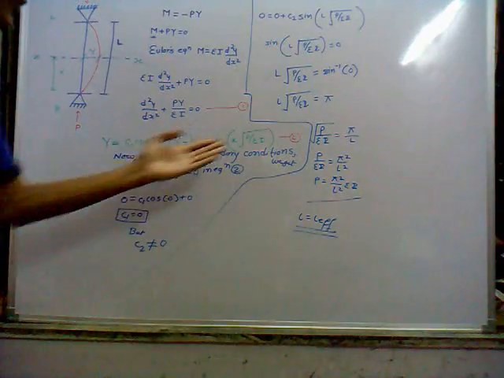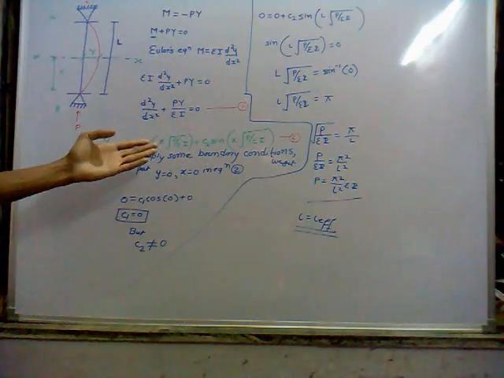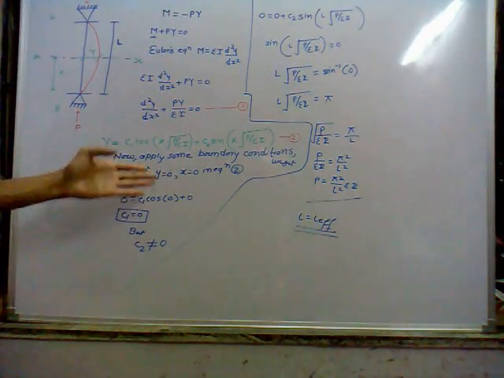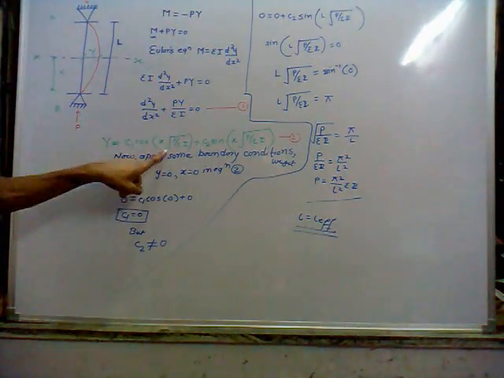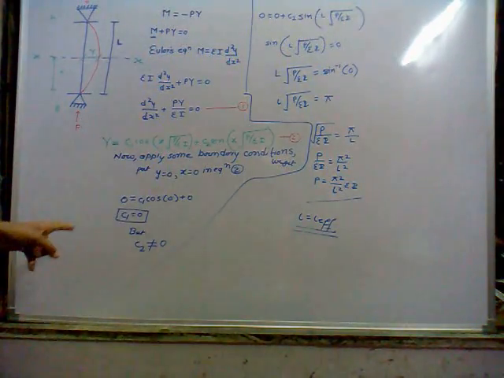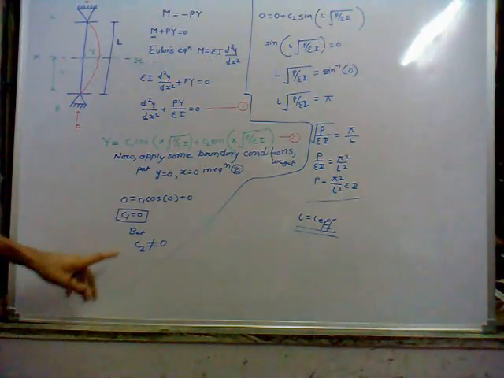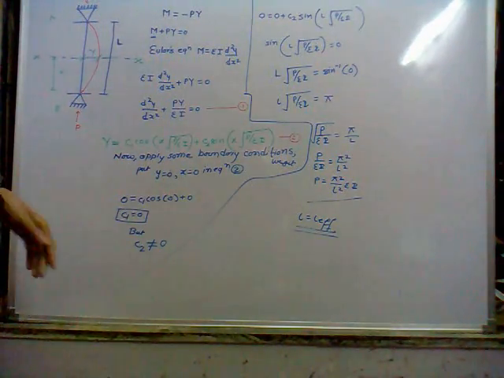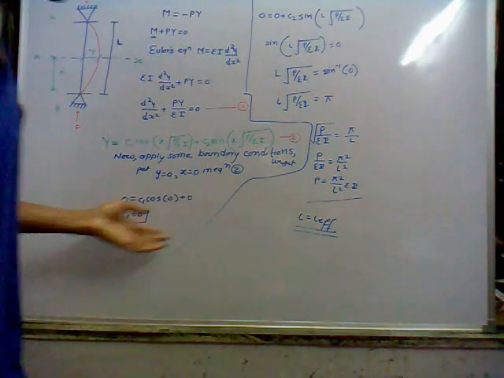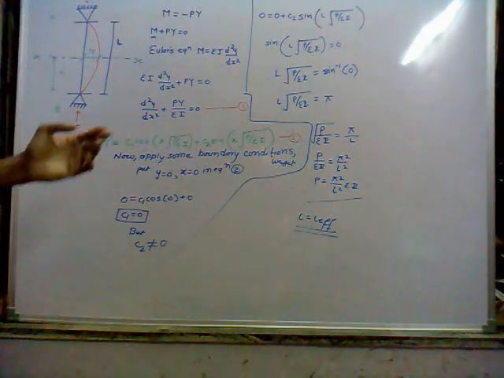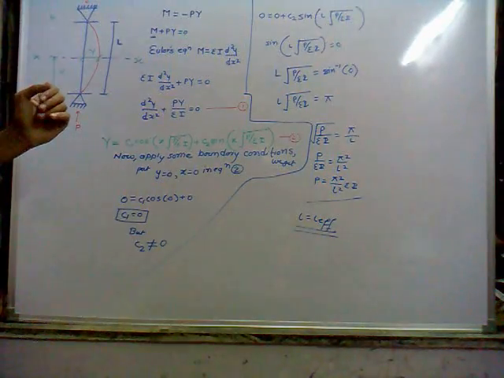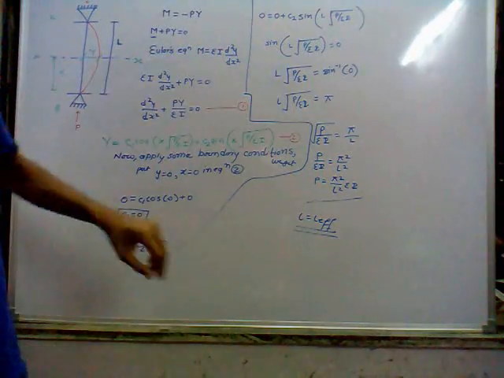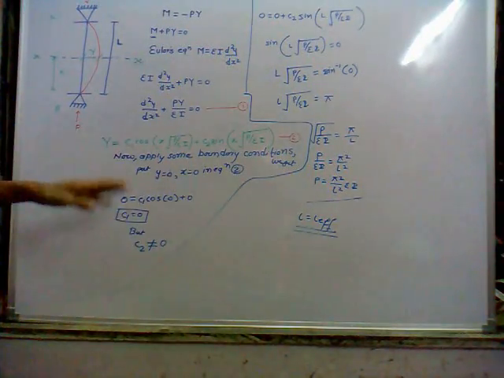After that I get y equals c1 cos of x under root of P upon EI plus c2 sin of x under root of P upon EI. Now I put the boundary condition y equals 0 and x equals 0. By applying this condition I get the value of c1, but I consider c2 is not equal to 0. If c2 were also 0, both values would be 0 and I could not get the value of P. So I consider c1 equals 0, but c2 is not equal to 0.